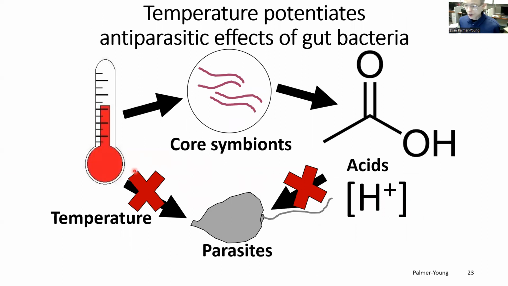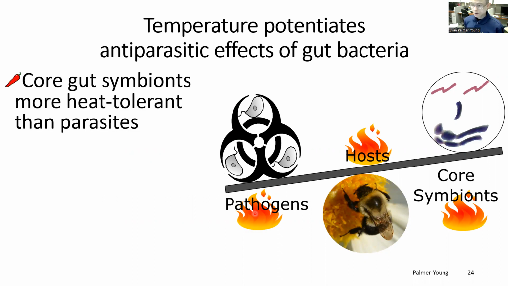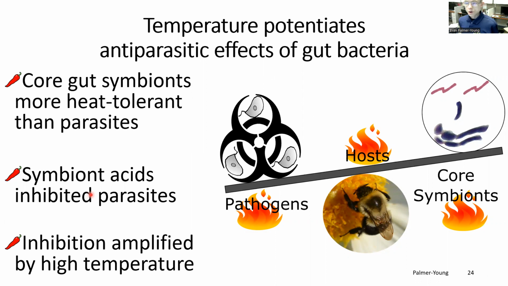So to illustrate these findings, high temperatures can directly inhibit growth of parasites, but it can also accelerate the growth and the acid production of symbionts, thereby magnifying the symbionts' parasite inhibiting effects. A quick recap. These experiments show how temperature can potentiate the protective effects of gut bacteria against parasites. The core honeybee symbionts had greater tolerance of high temperatures than did parasites, and the symbionts inhibited parasite growth via production of acids, with greater growth rates, production of acids, and inhibitory effects at high temperature. As a result, the symbionts limited the ability of parasites to grow at high temperatures that were tolerable when the symbiont was absent.